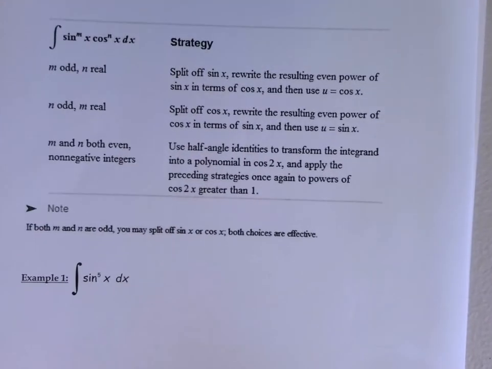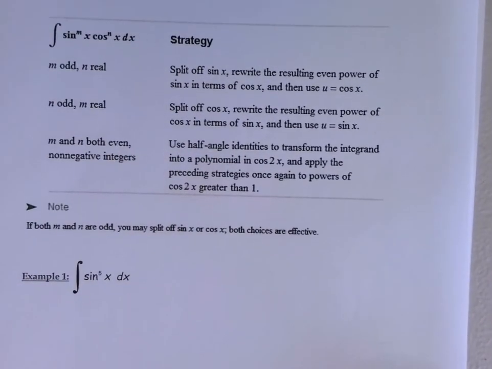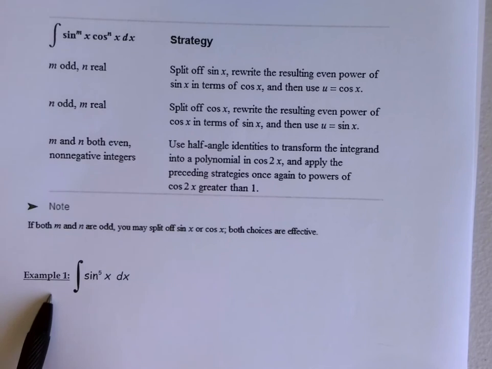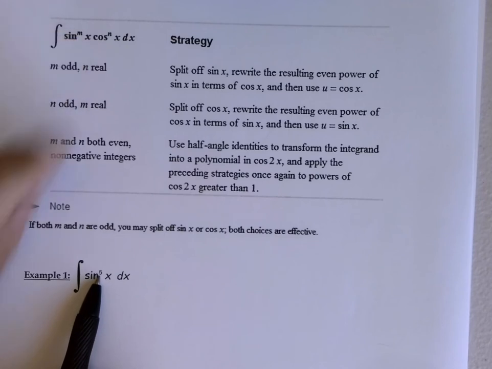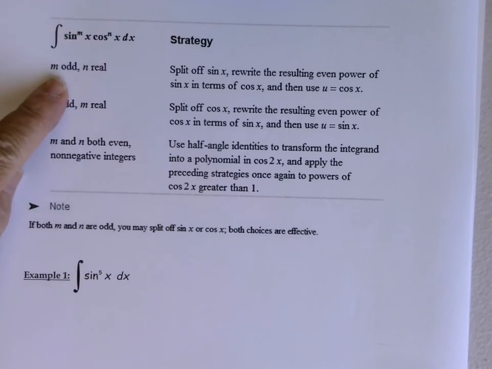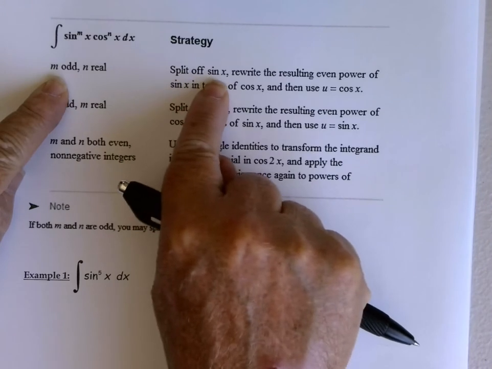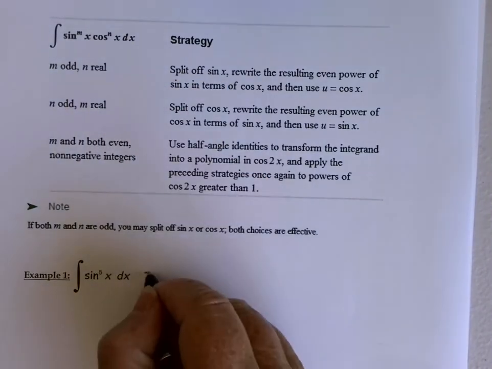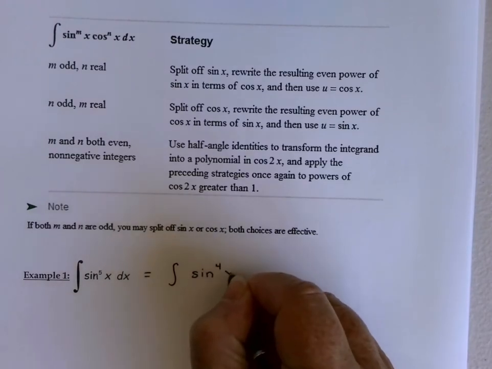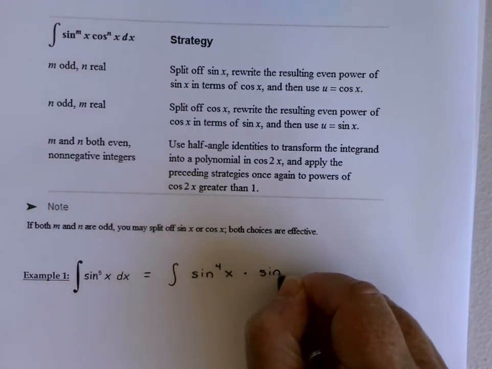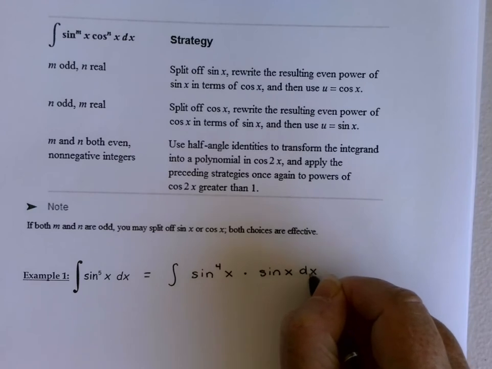All right. So the strategy that I use is going to depend on whether m and n are even or odd. In our first example, we have sine to the 5th power of x. Notice then m is 5, so m is odd. And it says split off sine x. So I'm going to start by saying, all right, there's sine to the 4th of x, and then I'm splitting off the extra sine x, like so.